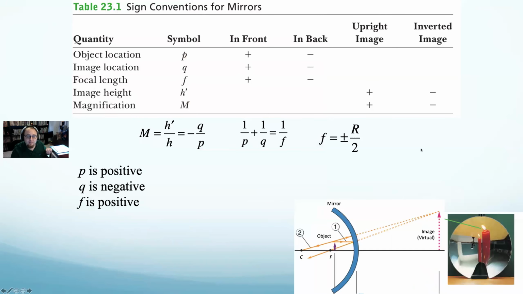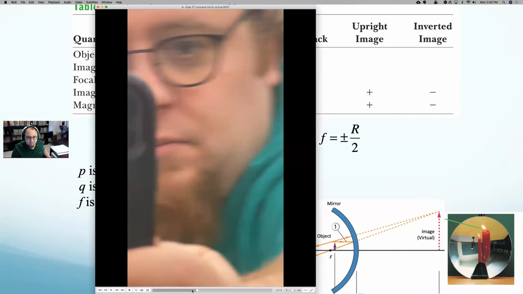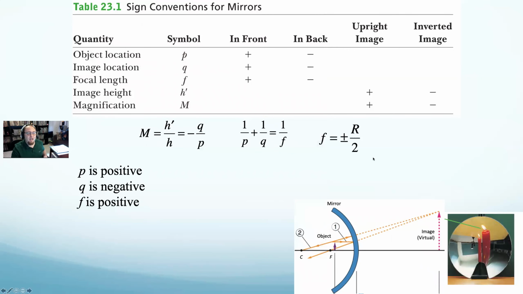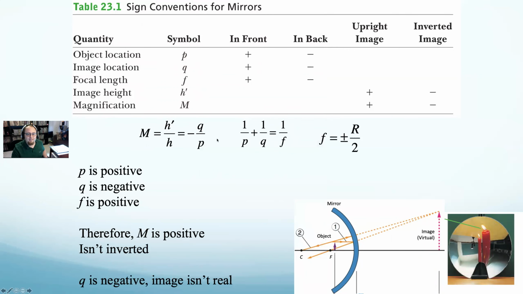If you get closer to the mirror, your Q can become negative. If your Q is negative, it is a virtual image. And when your Q is negative, it doesn't mean there's no image. This right here is a negative Q. You still see me. You just can't focus it on a screen. And because M is negative P over Q, if Q is negative, M must be positive. And therefore, anytime Q is negative, it must not be inverted. But it's not a real image. And so for a concave mirror, you can have a real image, you can have a virtual image. You can have magnified, you can have reduced. You can have upright, you can have inverted.